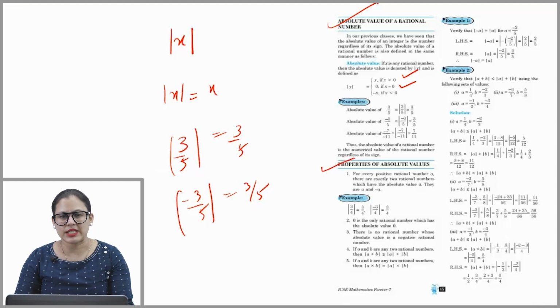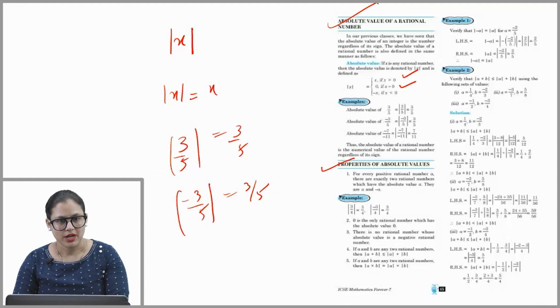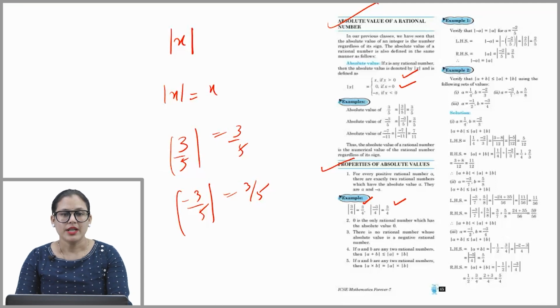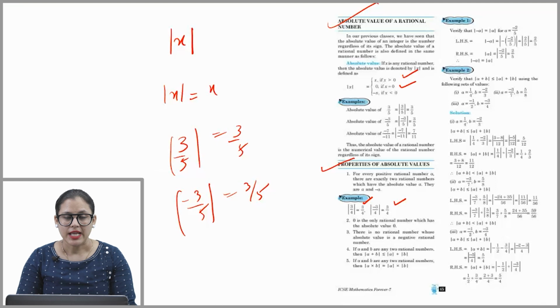Number 1, for every positive rational number a, there are exactly 2 rational numbers which have the absolute value a. They are a and minus a. For example, absolute value of 3 by 4 is 3 by 4 and absolute value of minus 3 by 4 is equal to 3 by 4. Number 2, 0 is the only rational number which has the absolute value 0. Number 3, there is no rational number whose absolute value is a negative rational number.